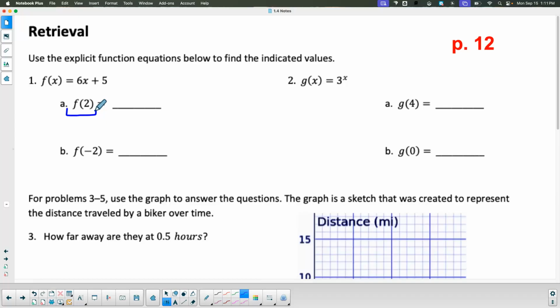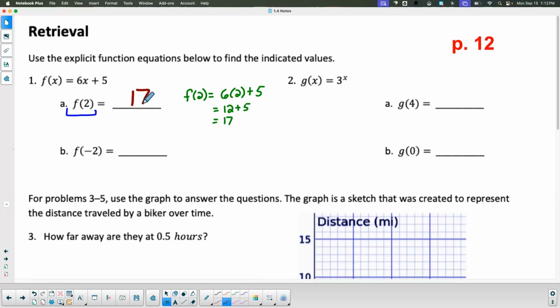What do we do with it now? We plug in anywhere that there's a variable in that function f, right? Okay? So if we plug 2 in for x here, we would get f of 2 is equal to 6 times 2 plus 5. 6 times 2 is 12. 12 plus 5 is 17. So this one should be 17. F of 2 is 17.